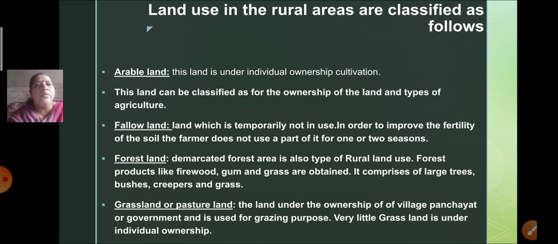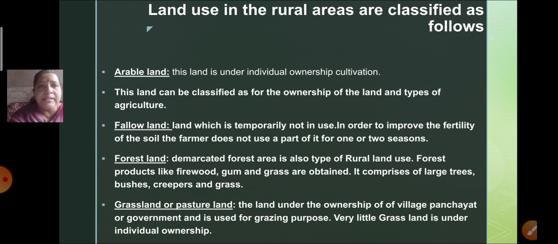Now, let's talk about the classification of land use in the rural areas. Whatever land is available in rural areas, on what basis is it classified? The classification is as follows. First is arable land, then fallow land, forest land, and grassland or pasture land.